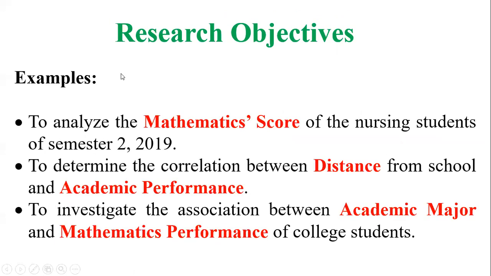So 3 research questions, 3 hypotheses, 3 research objectives. Objective number 1, to analyze the mathematics score of nursing students of semester 2, 2019. To determine the correlation between distance from school and academic performance. To investigate the association between academic major and mathematics performance of college students. So as you can see, the tight link from research questions right up to the objectives, and the variables are continuously repeated, and they have to be well defined.